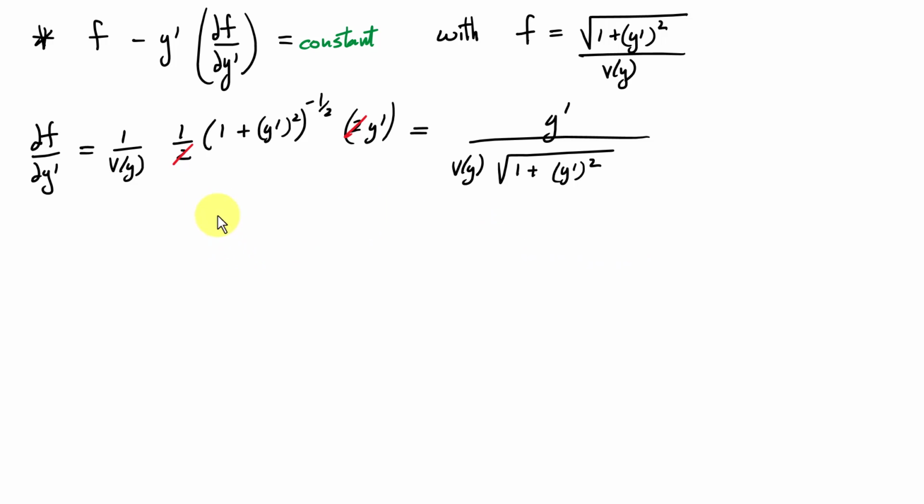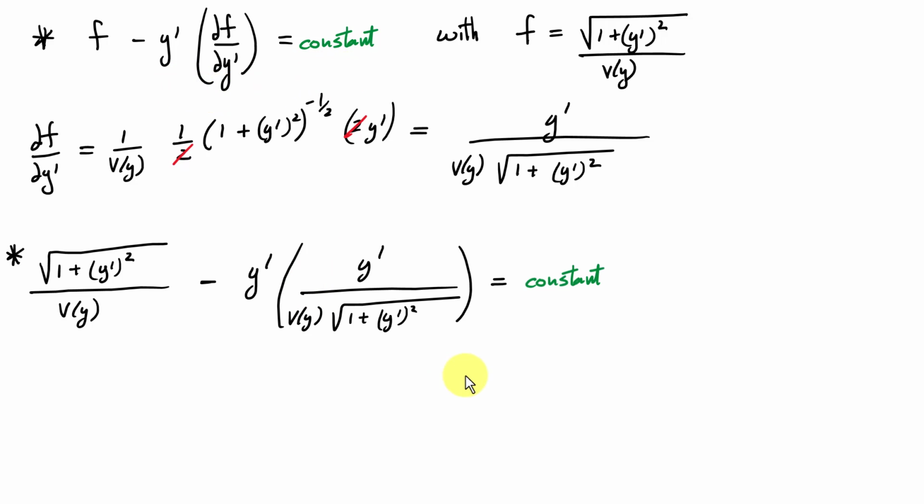So we're going to go ahead now and substitute both expressions over here, equal to a constant. So this is what it looks like. You substitute f for the first term, minus y prime multiplied by the second term, which is the derivative of f with respect to y prime. Okay, we haven't done anything too complicated.